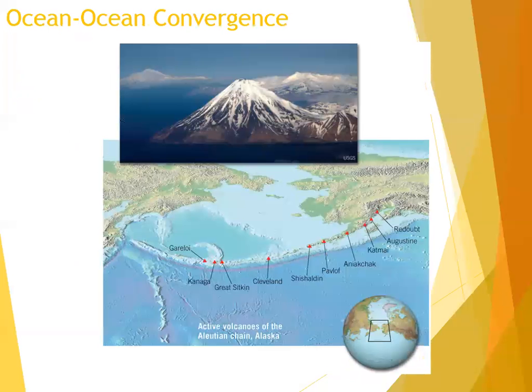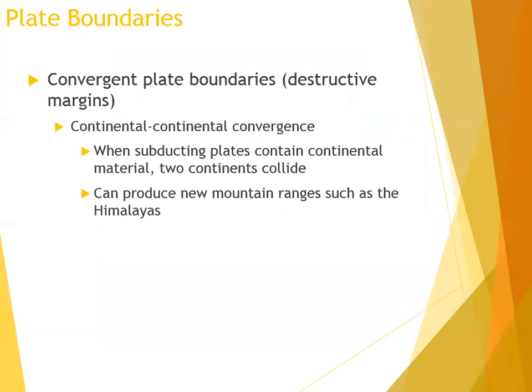We have our Aleutian Islands of the Alaskan Peninsula right here, forming as a result of two plates moving together. And actually, maybe more than two plates moving together here. I know it's probably really strange to think of two oceanic plates creating what we think of as continental crust, but it happens. And then we have our continental destructive margin.